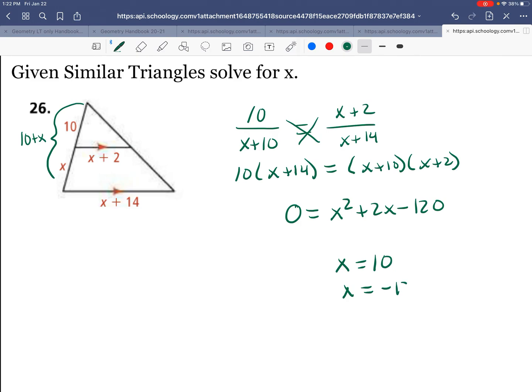Let me write that better. And when I plug negative 12 in, I get a negative side length, so I know that that won't work. So my only answer is 10. That's all for this movie. Make sure that you know how to use your graphing calculator. If not, make sure you check with me.